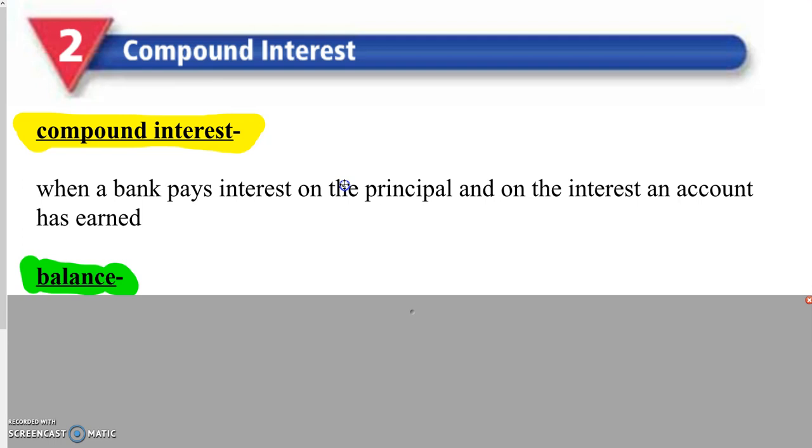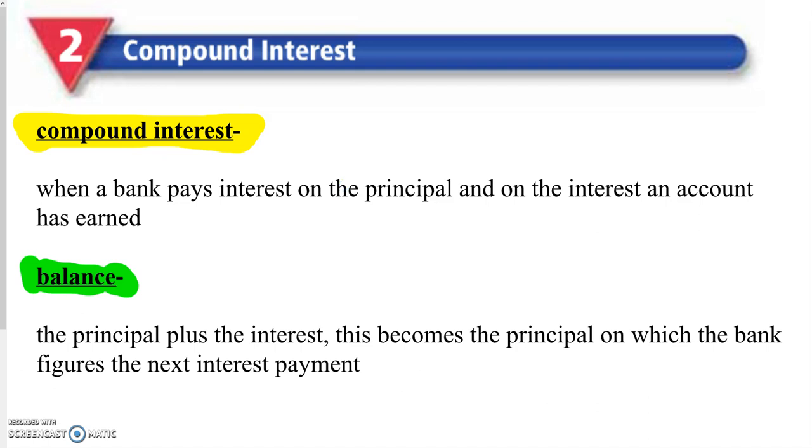But on compound interest, the nice thing is you'll make interest on the money you put in the bank, and then at the end of the interest term, you'll make interest on your principal and on the interest you had already gained in the first interest term. Balance is the principal plus the interest, and that becomes the principal on which the bank's going to figure the next interest payment. So balance is how much money you have at the end of that interest term.